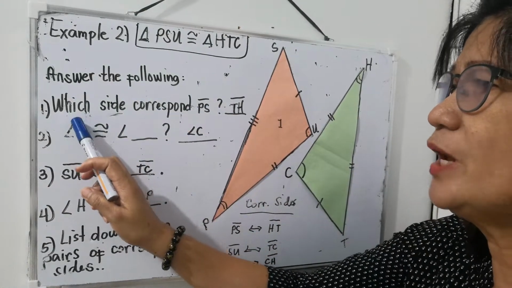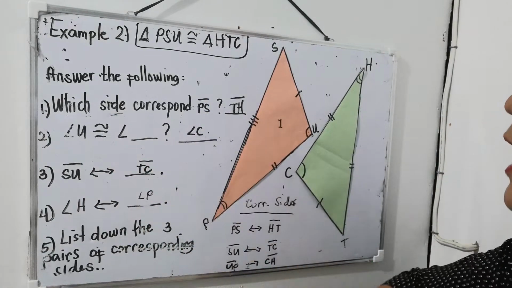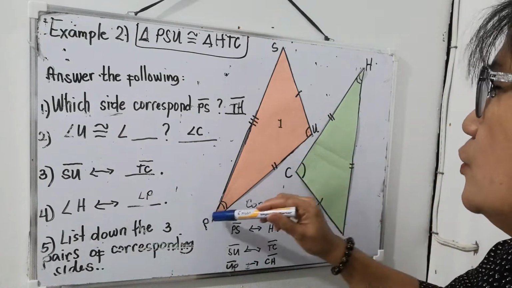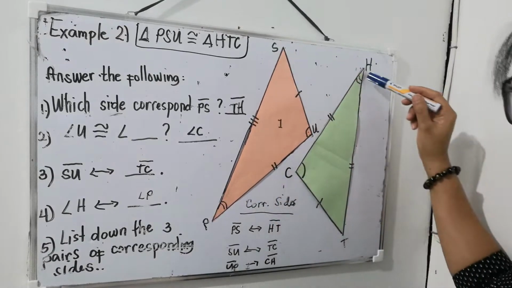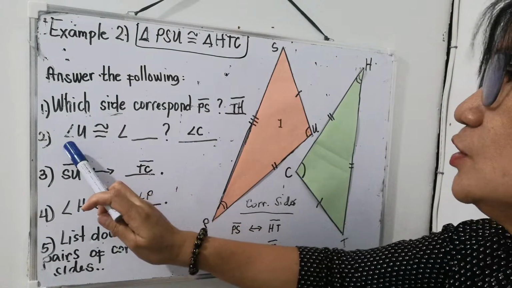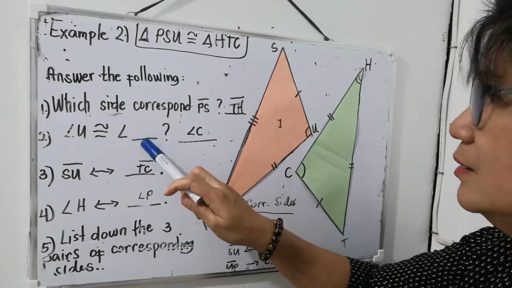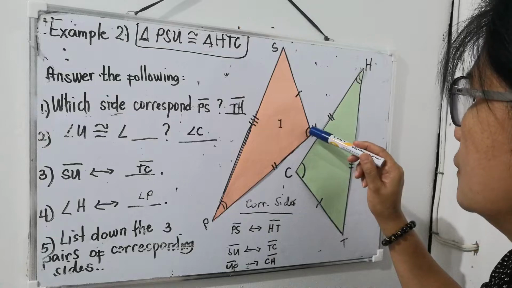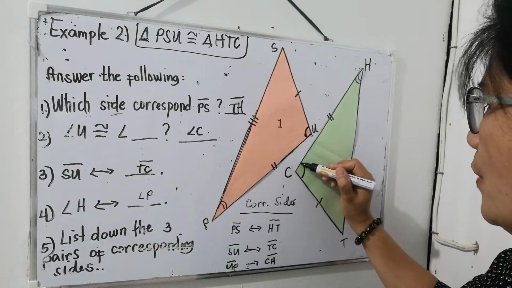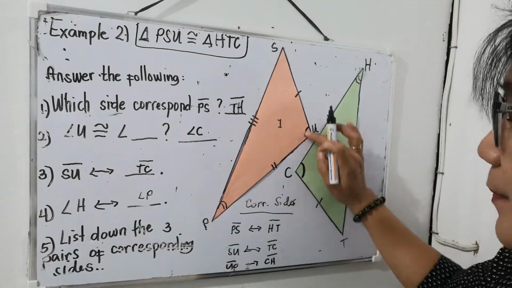Number 1, which side corresponds to side PS? Okay, anong side daw ang correspond kay PS? So, ito yung PS natin. It corresponds to line segment HT. Okay, next question. Angle U is congruent to what angle? Saan yung angle U natin? This one. So, this angle is congruent to angle C. Yan. Kung titignan natin sila, magkapareha.